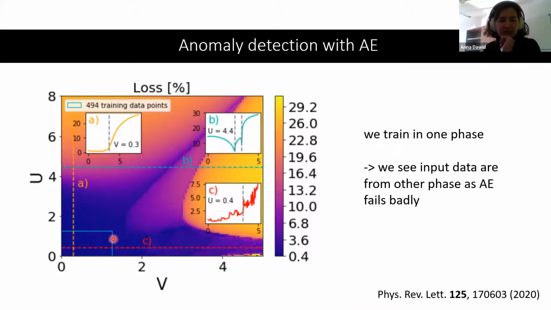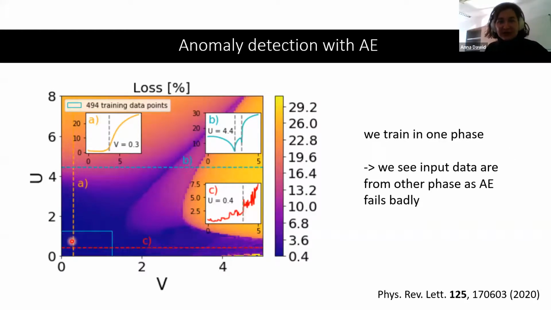Imagine you train your autoencoder on a part of your phase diagram, on a part that you know is one phase. So it's uniform in the sense of the order parameter. Imagine you train your autoencoder there and you get good results. The autoencoder is able to reproduce this image at the output perfectly. And now imagine this was your training. This was the training phase. Now we stop training. We have a trained autoencoder.